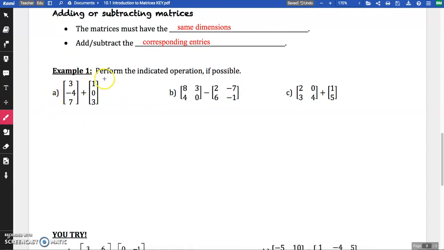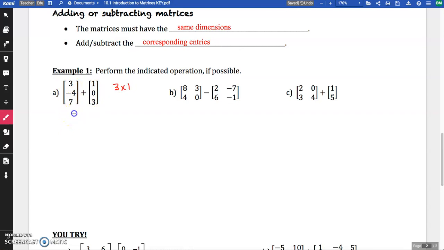It says perform the indicated operation if possible, because we know that they might not be able to add or subtract if they don't have the same dimensions. So part A, these both look to be a 3 by 1. They're each a 3 by 1, so that's good. So I can add them.